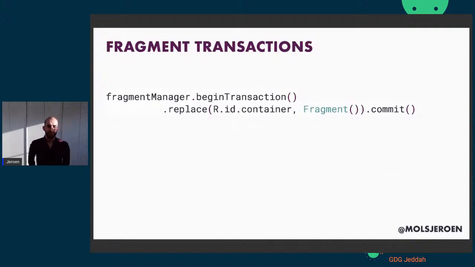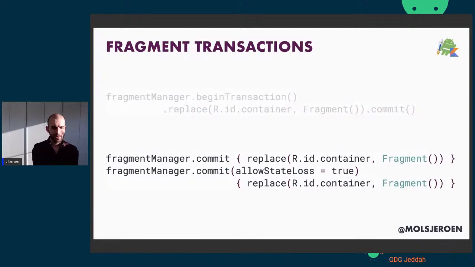Fragment transactions. This is again an API much similar to shared preferences. So you need to call a terminal operator or nothing happens. And again, nicely abstracted away by Android KTX, you just say fragment manager.commit, and then you actually do the fragment transaction that you would like to do. And there's even extra options like allow state loss or commit immediately.